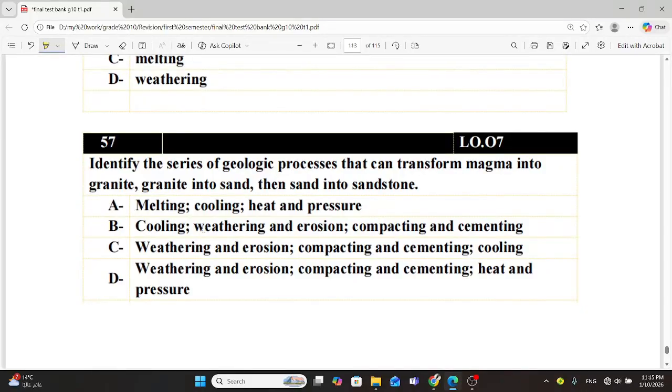تمام. Identify the series of geological processes that can transform magma into granite and granite into sand and the sand into sandstone. طيب magma to granite يبقى cooling. تمام. Granite to sand يبقى weathering and erosion. بعد كده compaction and cementation يبقى B، هتبقى B.